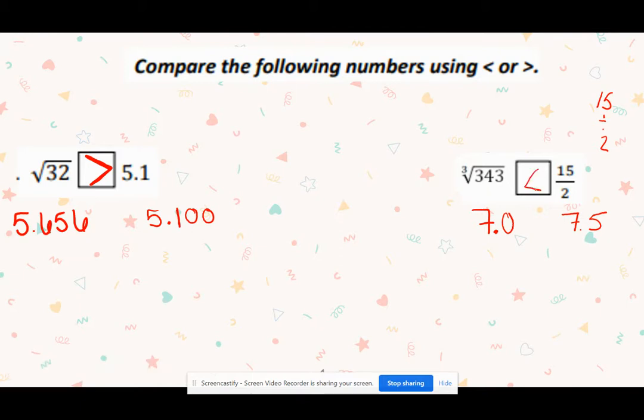So the less than sign. So 7 is less than 7.5. Okay, so the opening always goes towards the bigger number. So the alligator mouth eats the bigger number.